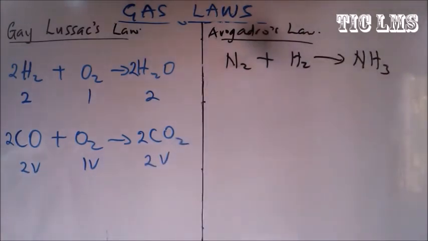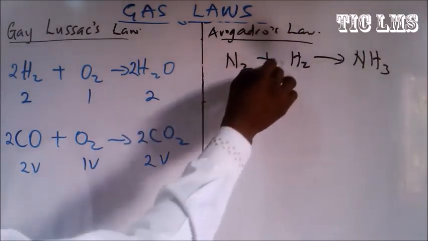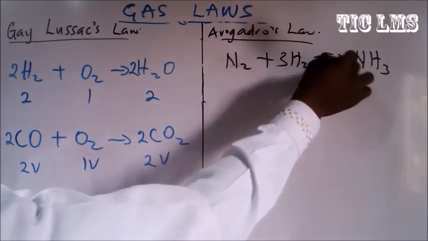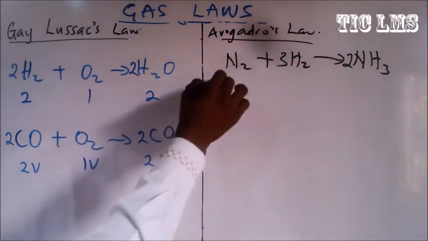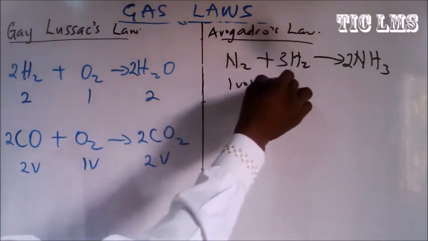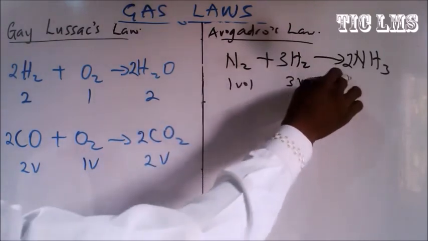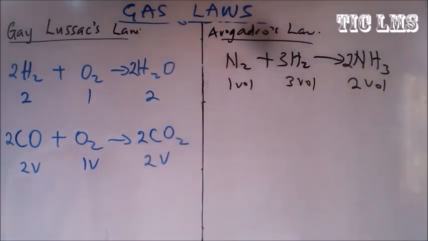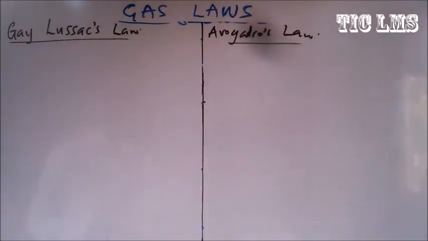We balance this equation by placing 3 here and by placing 2 here. Now from here we have that 1 volume of nitrogen gas reacted with 3 volumes of hydrogen gas to produce 2 volumes of ammonia gas.